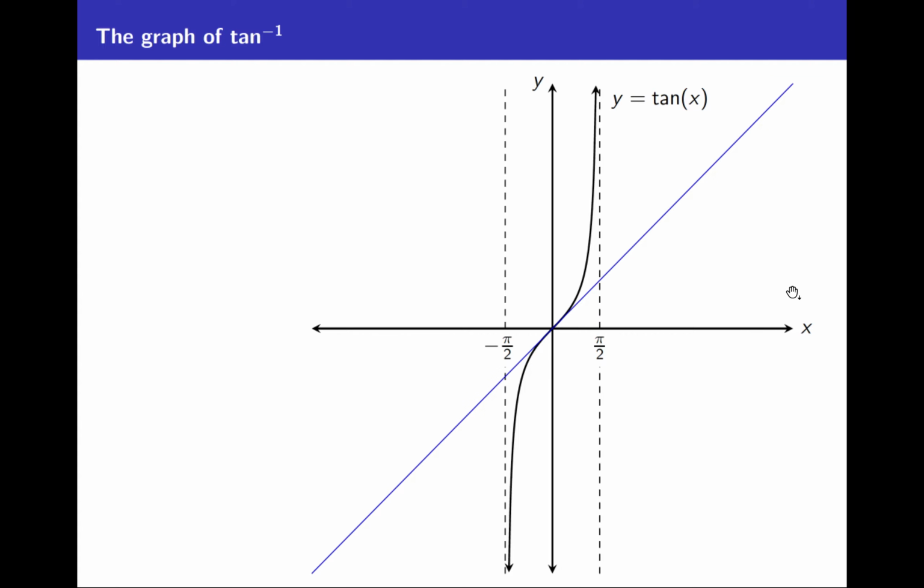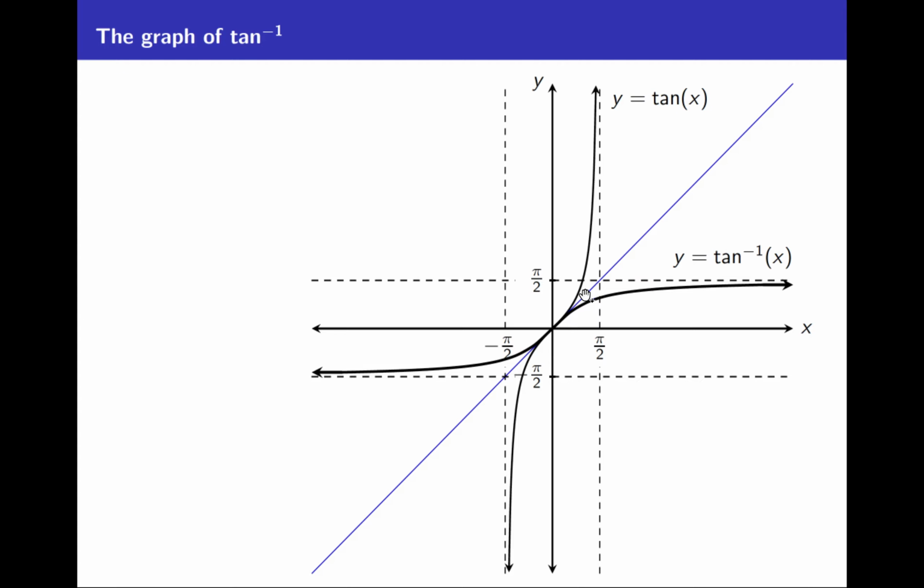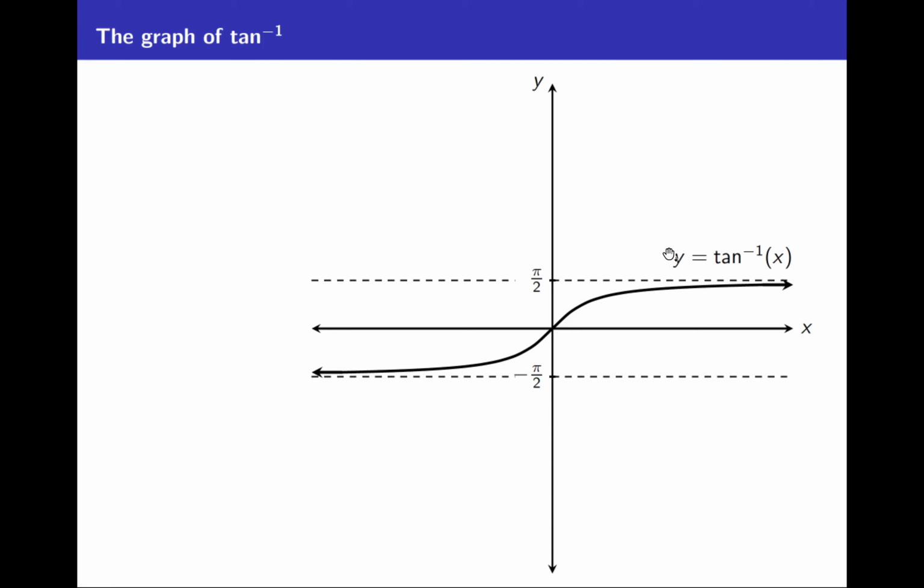Now I'll do that again. Notice that these two vertical asymptotes in tangent are going to reflect over and become horizontal asymptotes in tangent inverse. Now allow me to erase everything else that we had before, all of the graph of tangent and its asymptotes. And we just get the graph of y equals tangent inverse of x here.